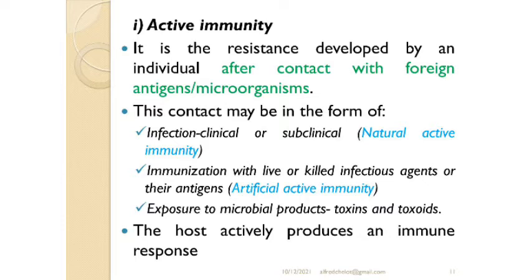Second, contact can also be as a result of immunization with live, weakened, killed, or attenuated infectious agents or their antigens, and this will form the artificial active immunity. And again, contact can also be as a result of exposure to microbial products, for example, toxins and toxoids. You also need to remember that the host actively produces an immune response as a result of those contacts.